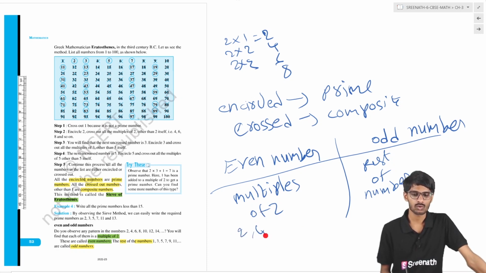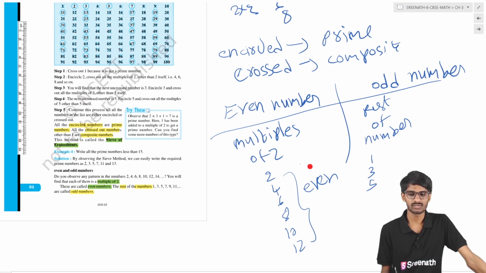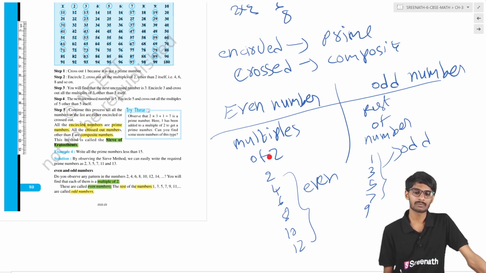2, 4, 6, 8. We know what is meant by multiples and what the multiples of 2 are. Multiples are 2, 4, 6, 8, 10, 12. All these are the even numbers. And what are the remaining numbers? That is 1, 3, 5, 7, 9. All these are the odd numbers. So multiples of 2 are the even numbers, and the rest of the numbers are the odd numbers.